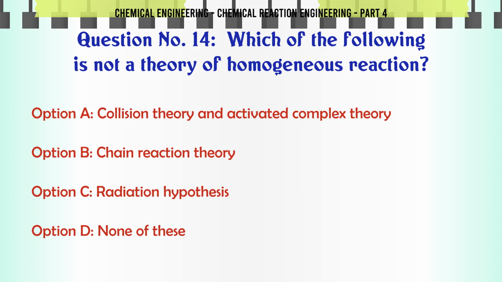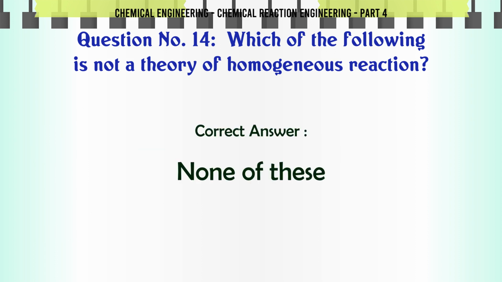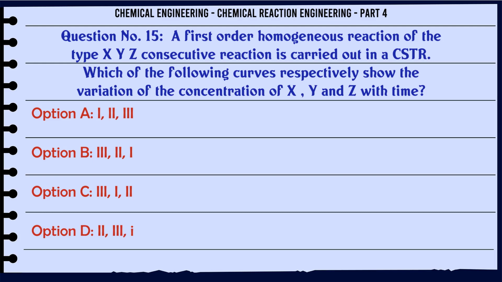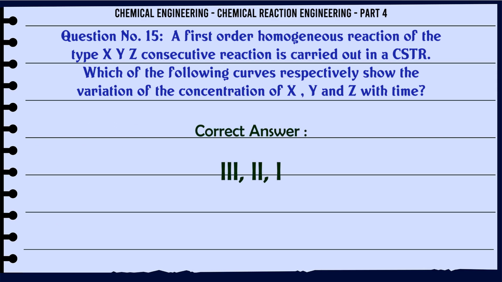Radiation hypothesis. D. None of these. The correct answer is none of these. A first-order homogeneous reaction of the type X→Y→Z, a consecutive reaction, is carried out in a CSTR. Which of the following curves respectively show the variation of the concentration of X, Y, and Z with time? A. 123, B. 321, C. 312, D. 231. The correct answer is 321.